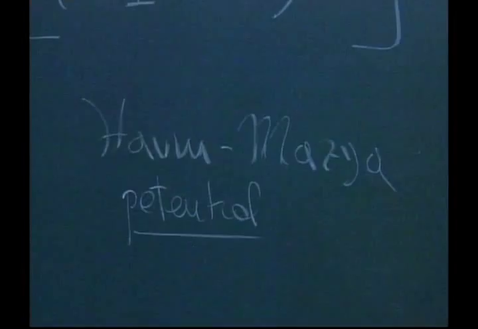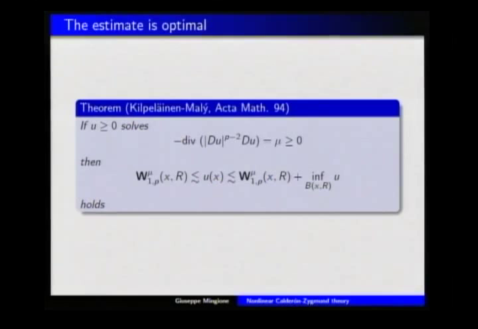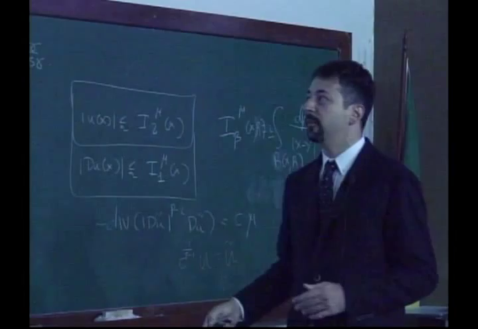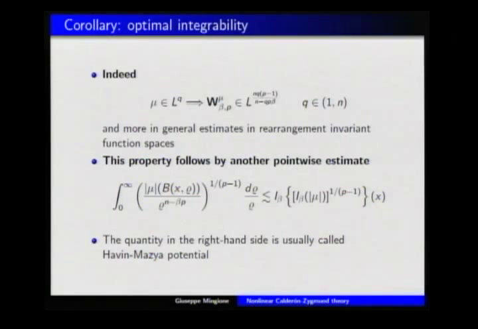For instance, if you want to get the results of Boccardo and Gallouët, they follow by this estimate, because you know that W1 mu belongs to the right Marcinkiewicz space, and therefore so does u. So everything follows from there. Okay, and now we go back to this open problem that started after the work of Kilpeläinen and Malý.